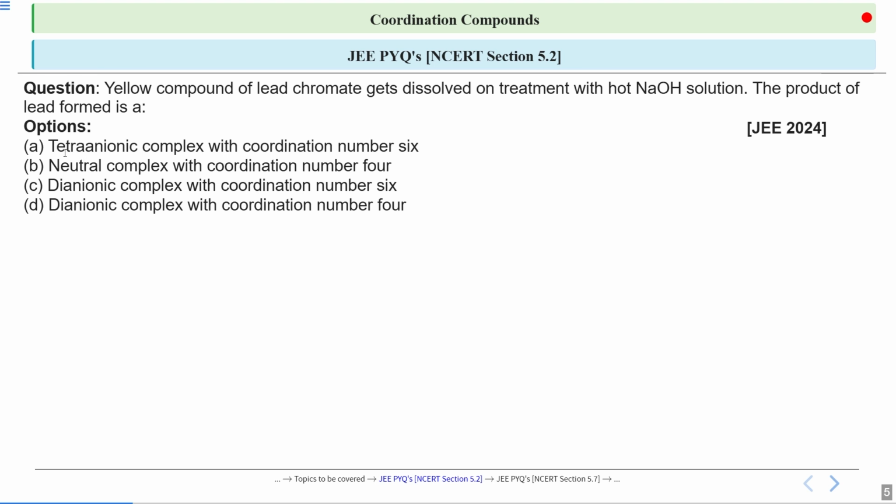The options are tetra-anionic complex with coordination number 6, neutral complex with coordination number 4, dianionic complex with coordination number 6, or dianionic complex with coordination number 4. You have to tell which is the product from this reaction of yellow lead chromate and hot sodium hydroxide solution. You are given some time, try to solve this question, and then we will see the correct answer.